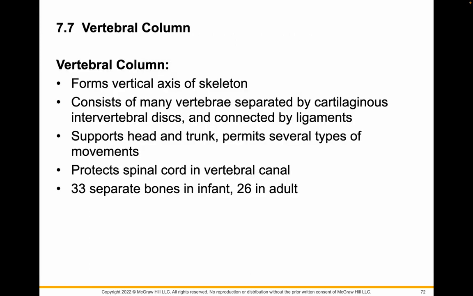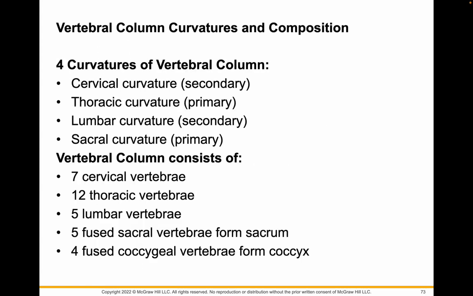All right, let's look at the vertebral column that holds that head on. It consists of many vertebrae of different shapes, and for our class, you're not going to need to identify them based on their shape, but the purpose of the vertebral column, of course, is to hold the head onto the body, but also protect the spinal cord that's located in the vertebral canal. In infants, there are 33 separated bones, but some of them fuse, and we only have 26 in the adult.